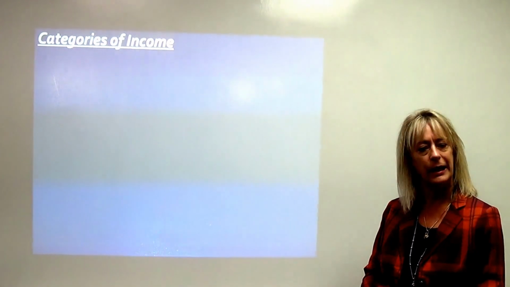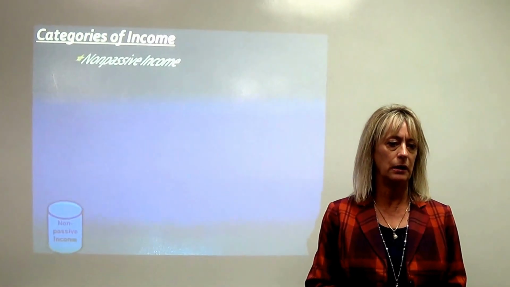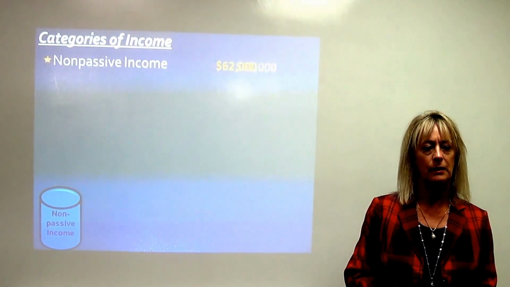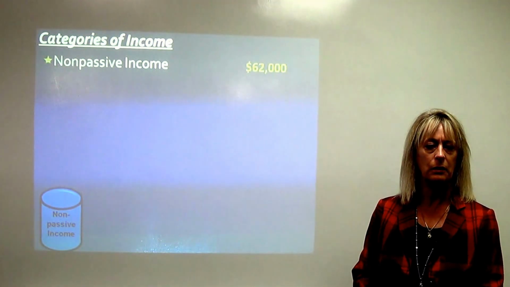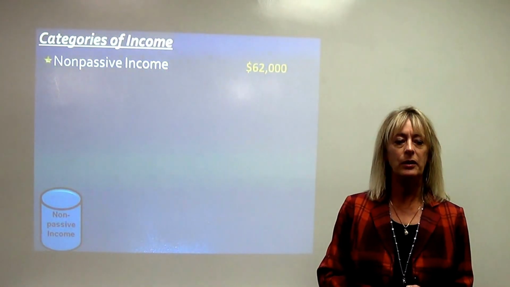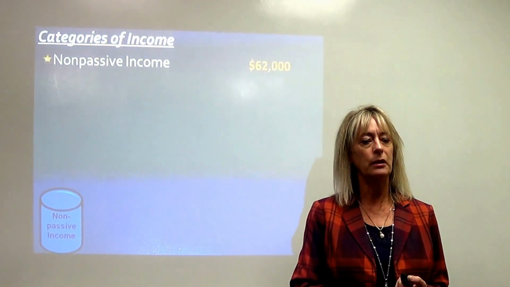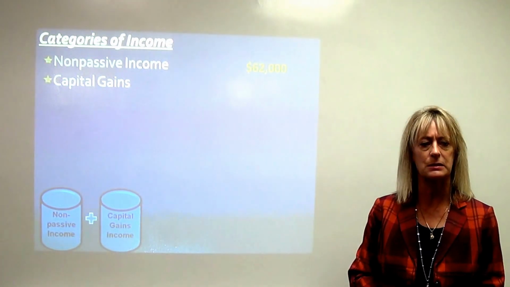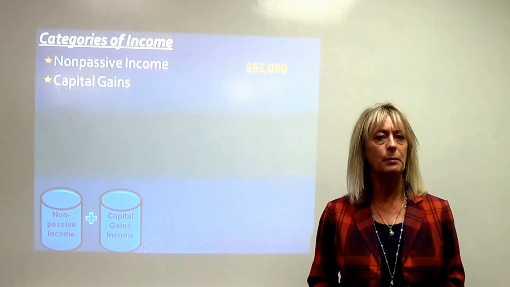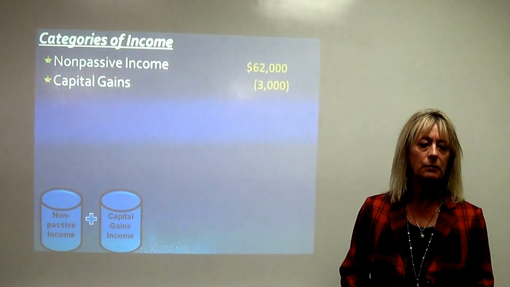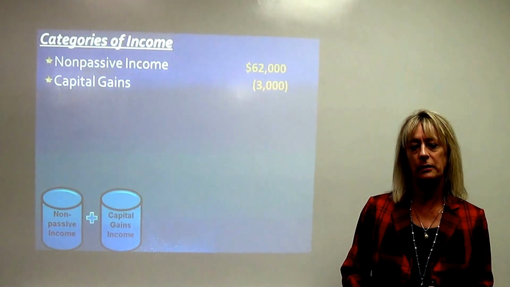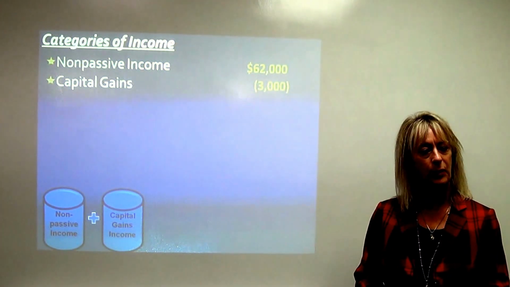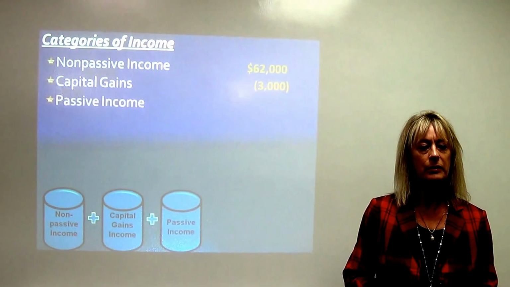Okay, so let's look at the different categories of income together. We have the non-passive category. We talked about that one, and if you recall, that was the first one we did. The net total income on that was $62,000. That was the wages and the business income, etc. And then we looked at capital gains, and recall that we had a net loss of, I think it was $7,000, and we can only use 3. So we have a $3,000 net loss.